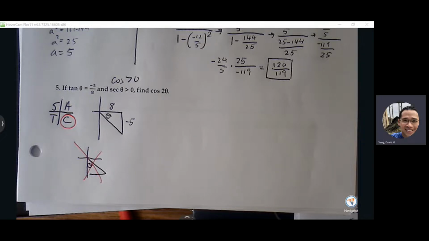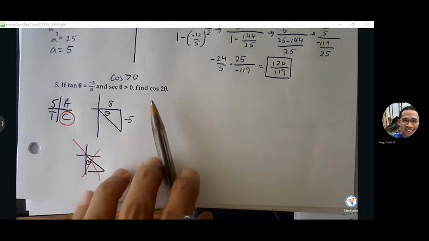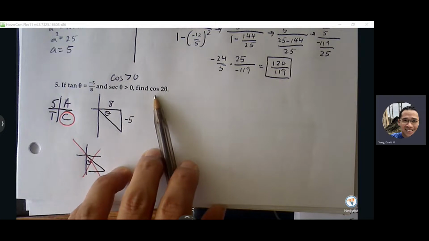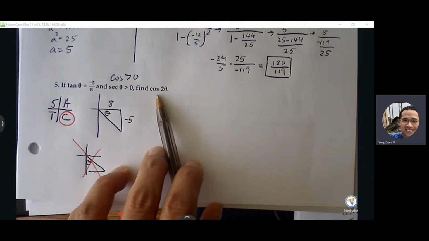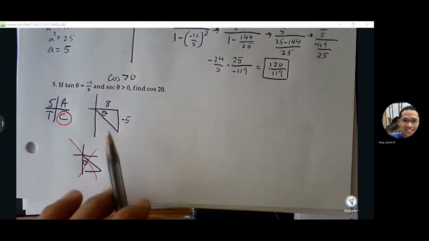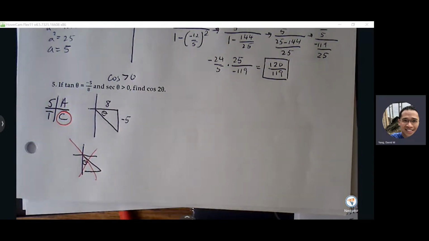And you can expand cosine 2 theta. Now there's three variations of cosine 2 theta. It doesn't matter which one we choose. We have every information that we need, right? We can find sine squared theta, we can find cosine squared theta, or either variation.